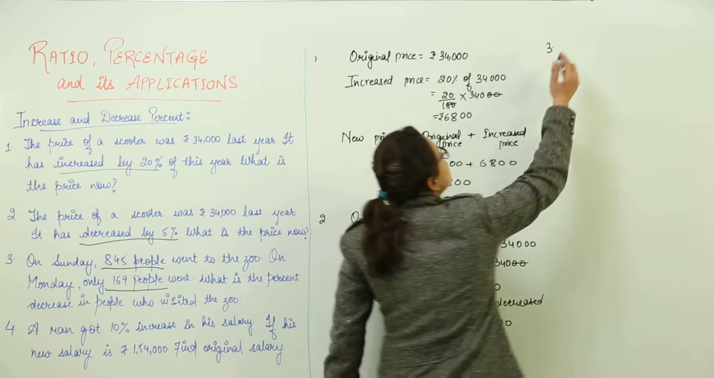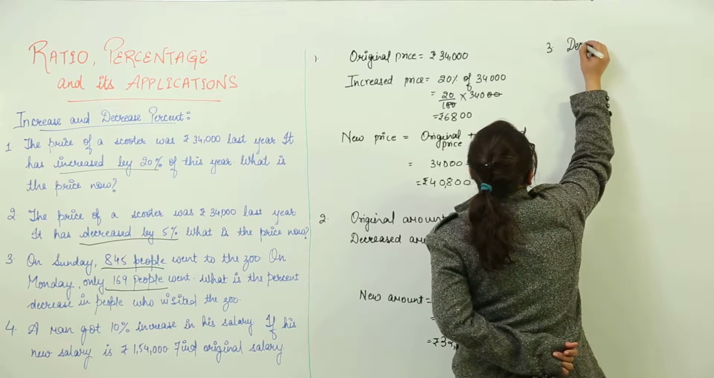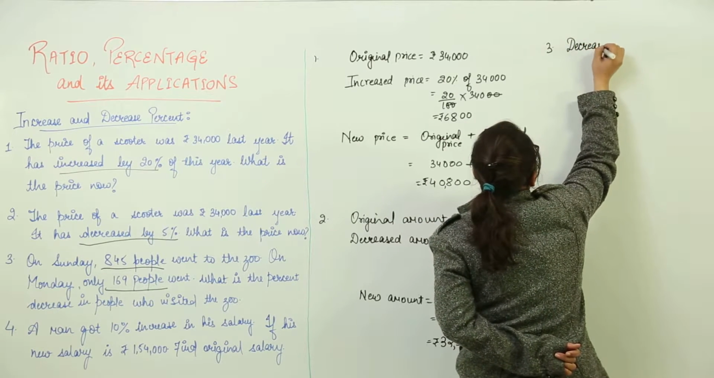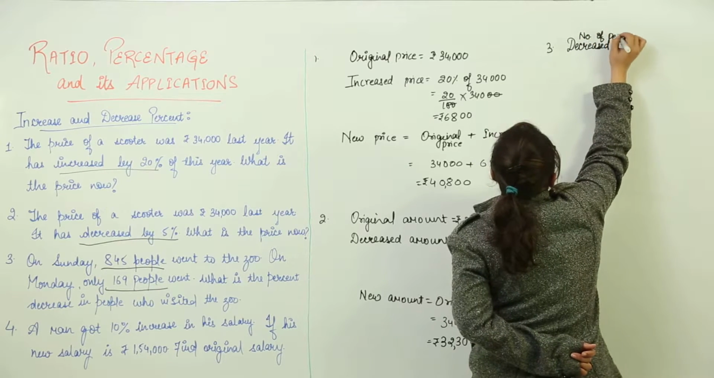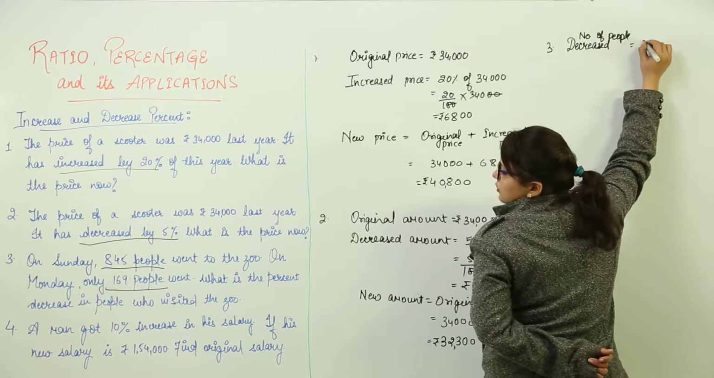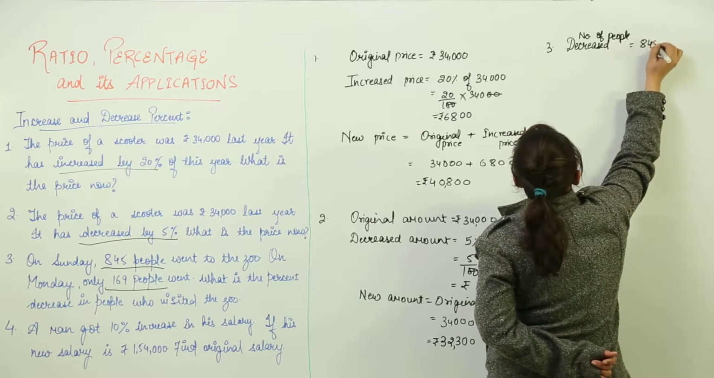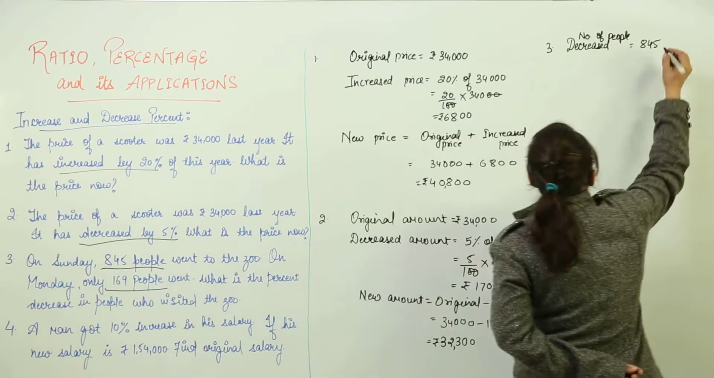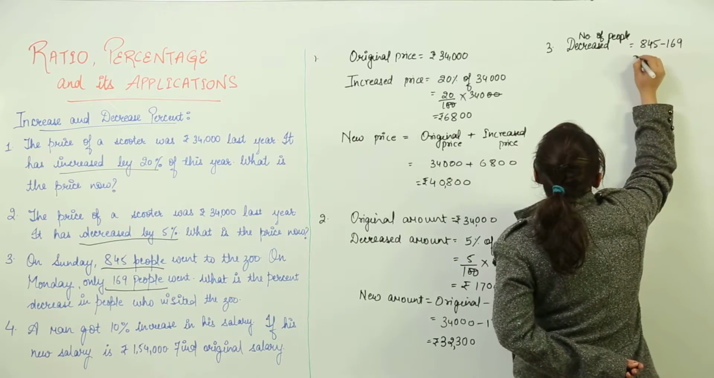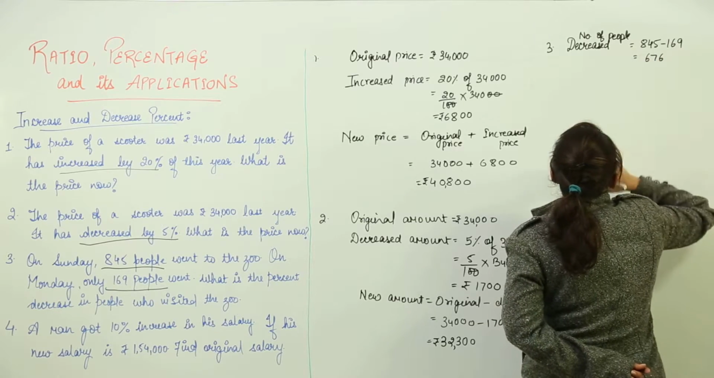So how do we find out the percentage decrease? First of all, we need to find out the decreased number of people. Number of people decreased. Directly you can write that would be equal to the total number that were coming on the Sunday were 845, and if you subtract 169 from this, you are left with 676.